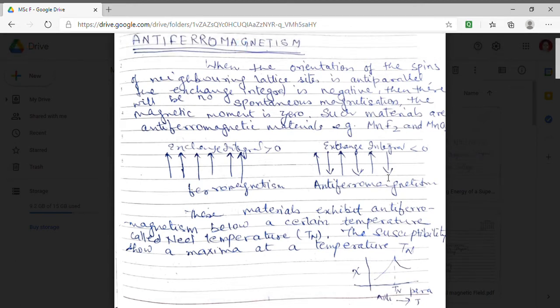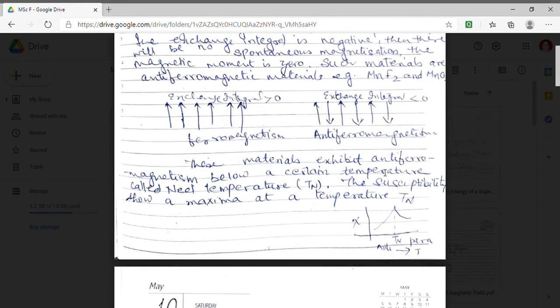In such type of material, the magnetic moment is 0 because the number of spins which are aligned parallel equals the number of spins which are aligned antiparallel. Examples of such type of material are MnF2, MnO2.